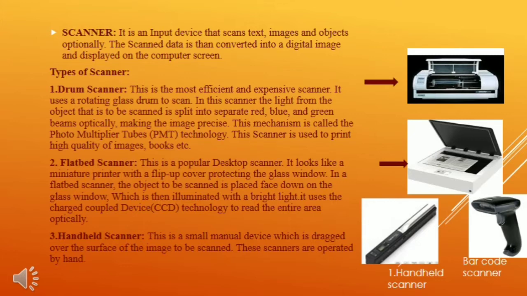Handheld scanner. This is a small manual device which is dragged over the surface of the image to be scanned. These scanners are operated by hand, but it is very tough to use. The hand which is kept on the handheld scanner should be in the perfect position to scan an image. If not, the image will not be scanned properly. An example of a better alternative is the barcode scanner, which is more effective and very easy to use. Barcode scanners are used in shopping malls, super bazaars, etc. to scan the barcodes.